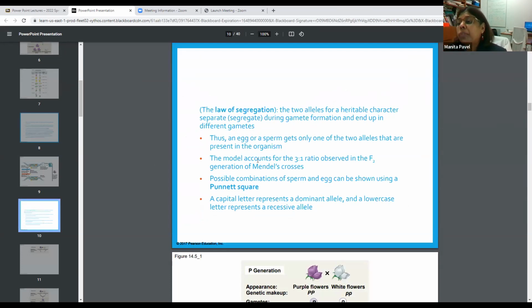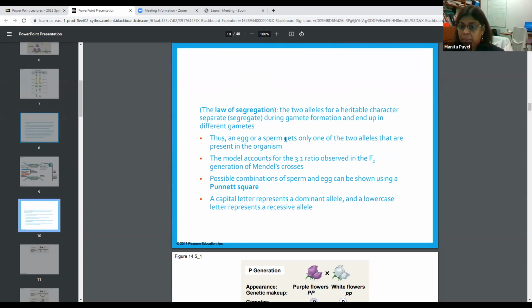Now, Mendel put forth certain laws of inheritance. One law was called the law of segregation. Second law is called law of independent assortment. So what is the law of segregation? In English, segregation, to segregate is to separate. So law of segregation states that the two alleles for a given characteristic or trait will separate out during gamete formation and end up in different gametes.